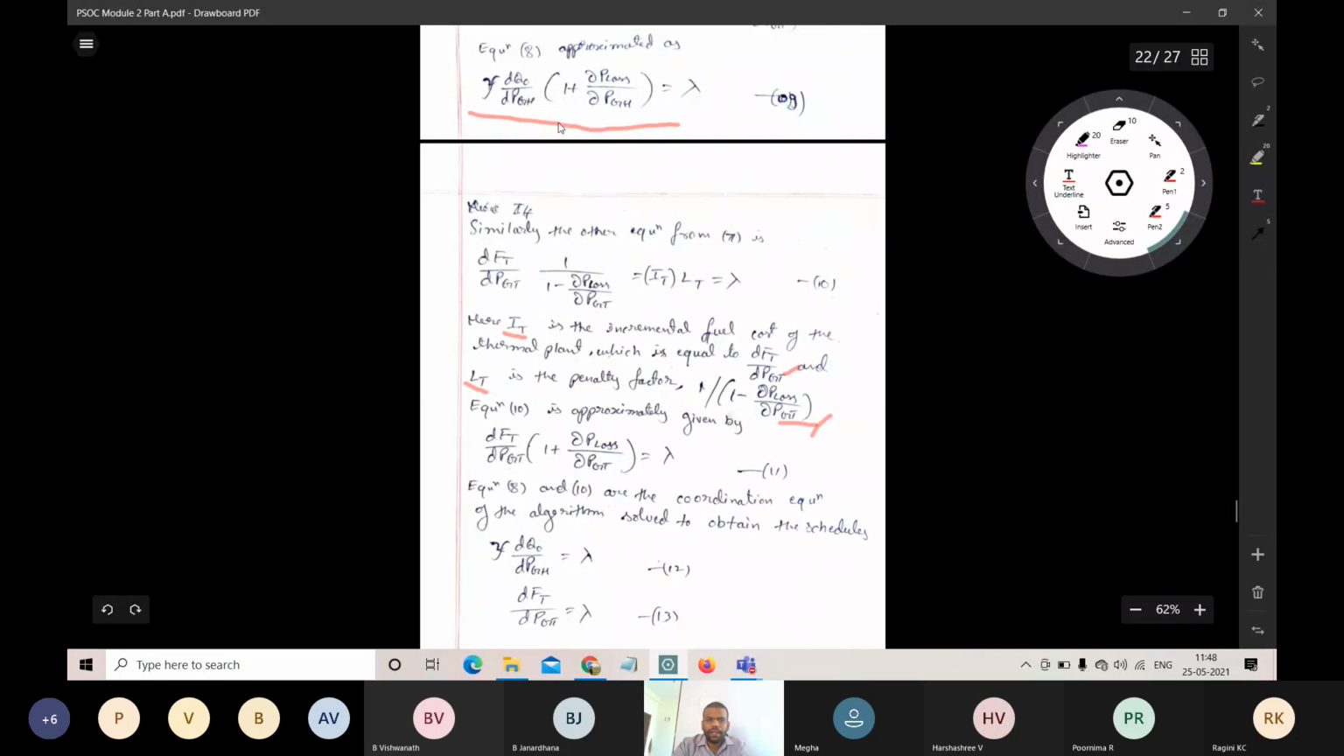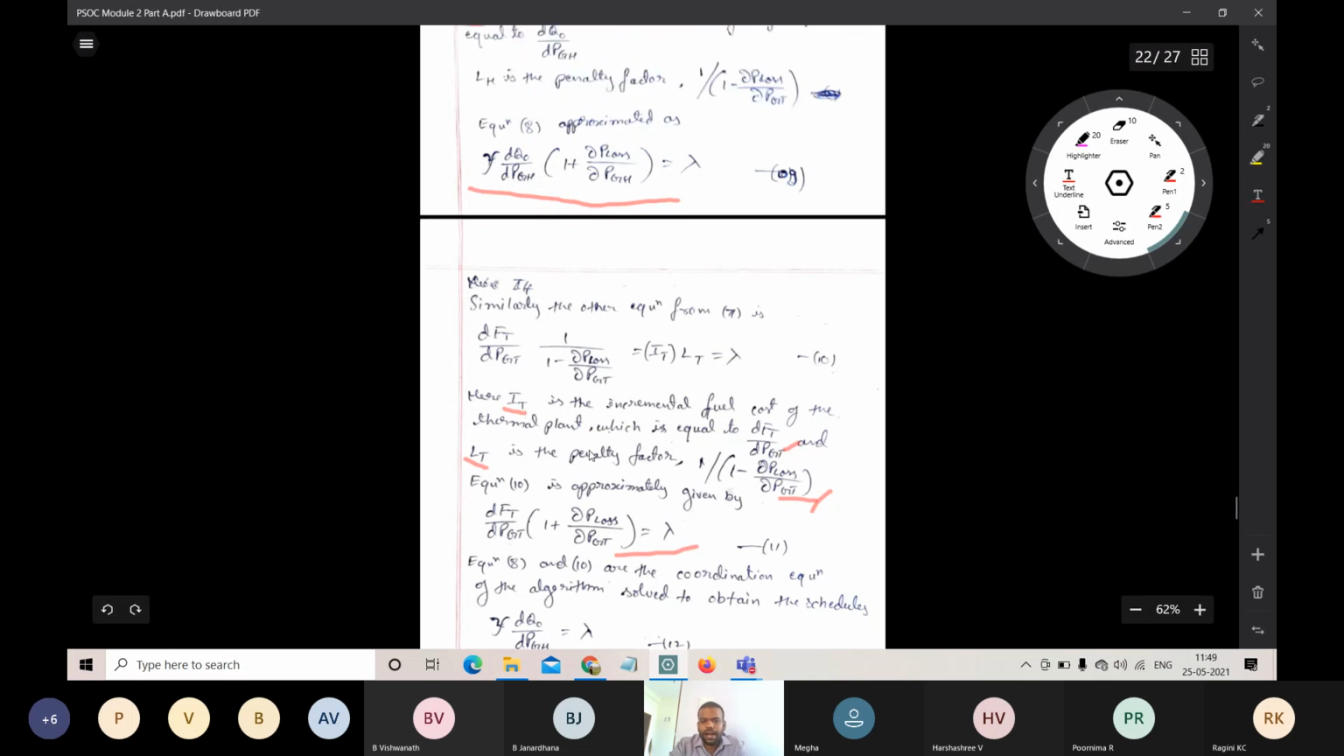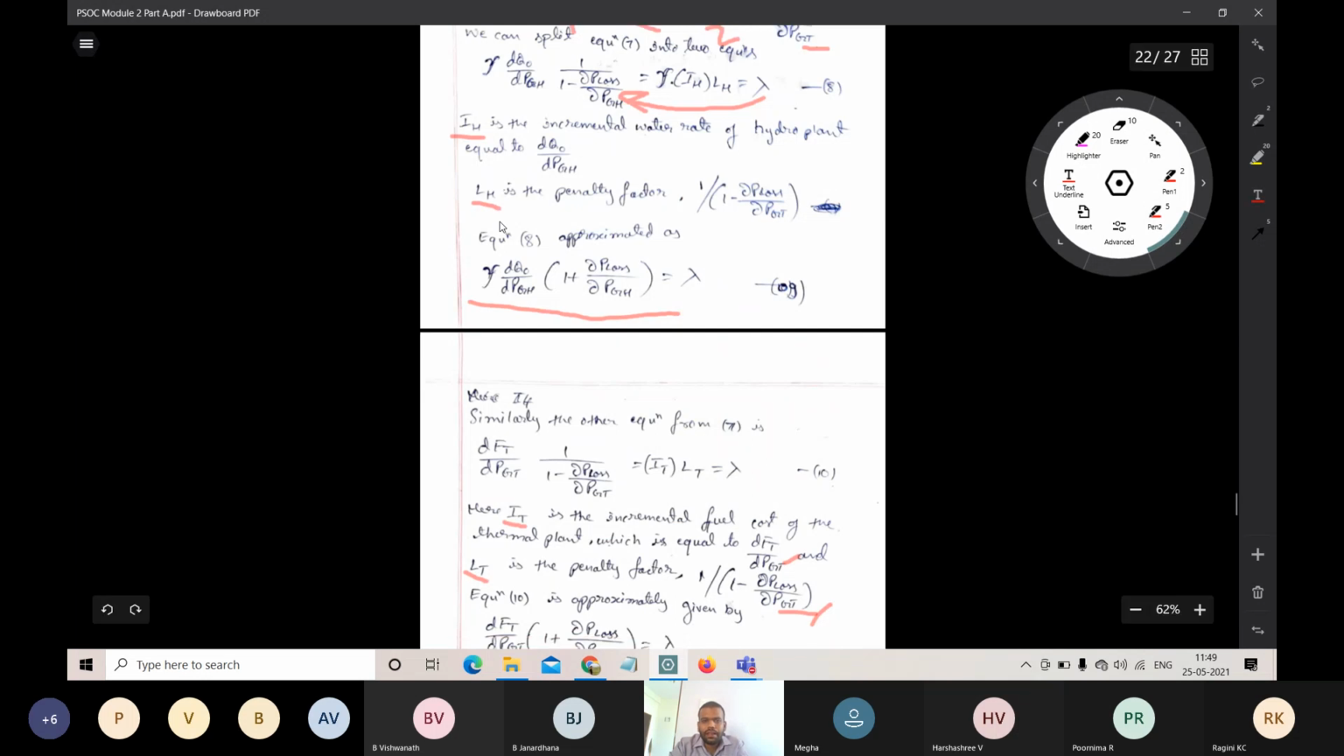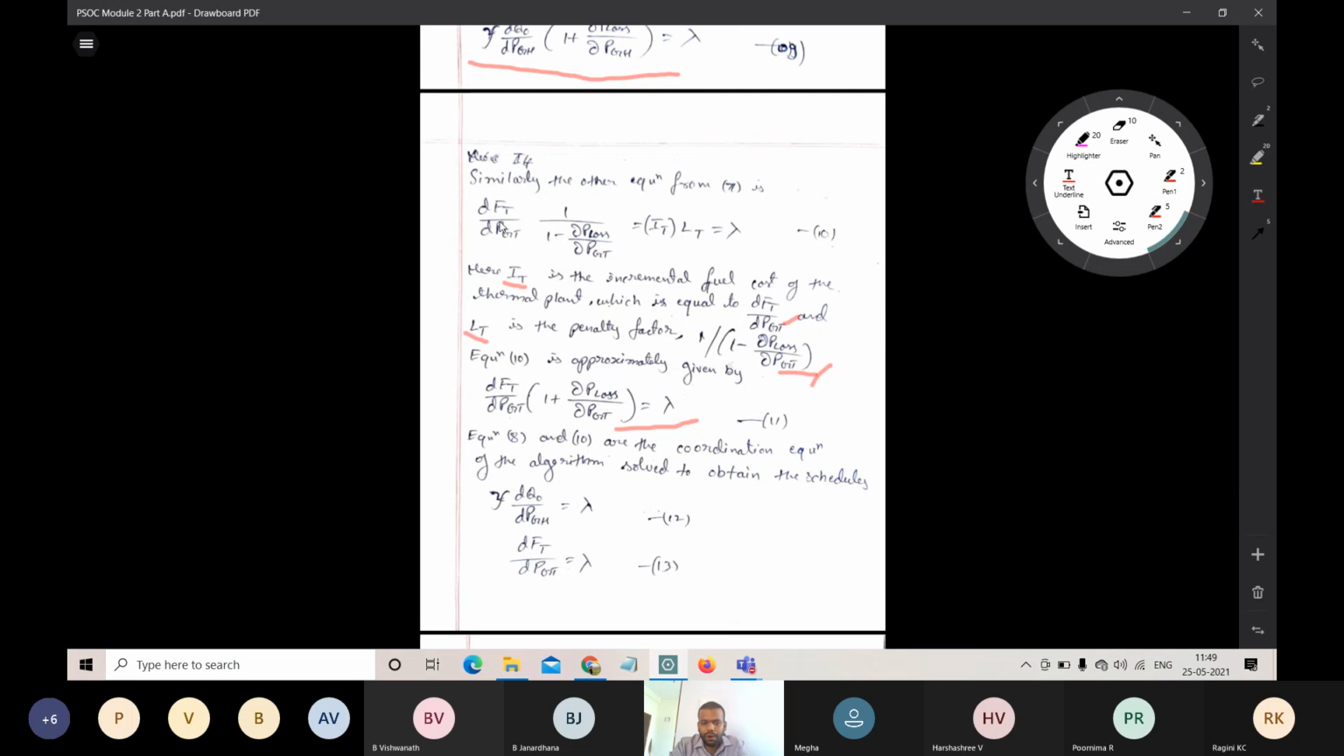Similarly, by just observing this equation, we can also write it as dFT by dPgt into 1 plus dou P loss by dou Pgt is equal to lambda. These two equations are important for solving the problems using penalty factors. What are the different penalty factors? That is LT and LH. LT is the penalty factor at the thermal station, and LH is the penalty factor at the hydro power station. By using LT and LH, we solved the short range iteration problem.